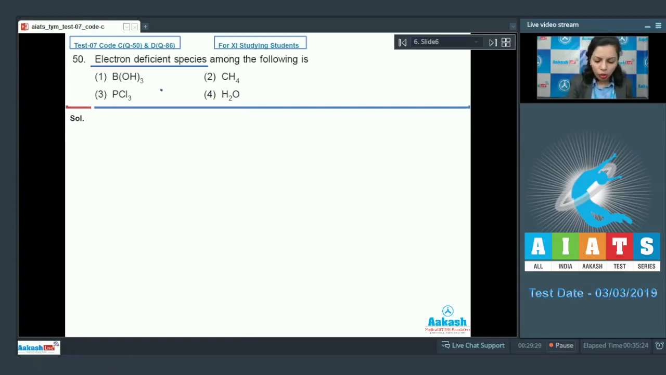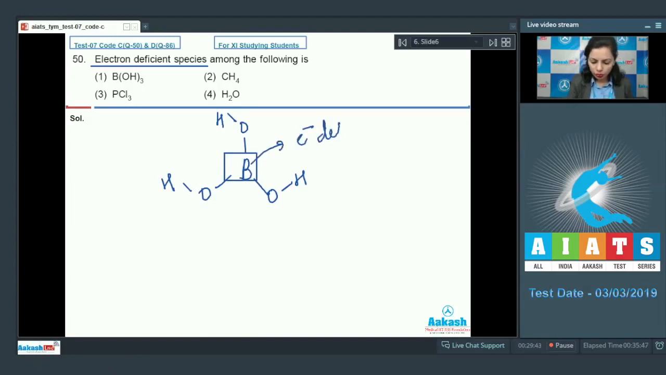But if I talk about this B(OH)3, this is boric acid. Boron atom is here, and in this way 3 OH groups are attached, and in this case this boron is electron deficient. This is electron deficient. Why? Because it is the member of group 13, and in this compound it does not have the completed octet on this boron. That's why it is electron deficient species. So option 1 becomes the correct option for this question. Let's take next question.